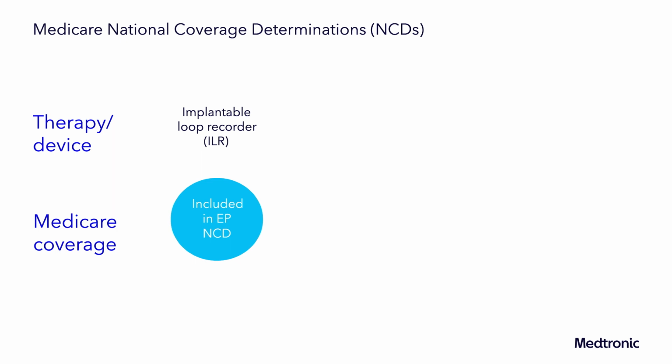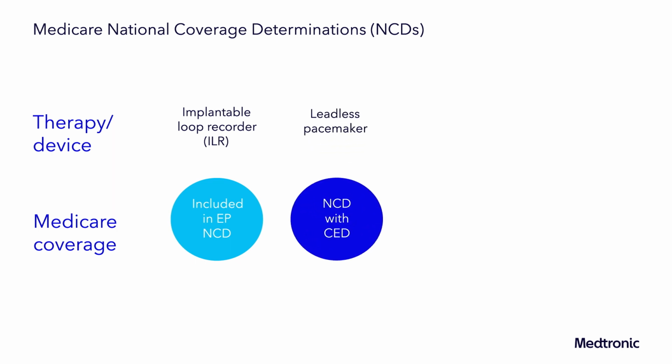To better understand the coverage landscape of the EP service line, let's look at some examples of Medicare coverage policies for a few common procedures done in the EP lab. The implantable loop recorder, sometimes referred to as an ILR or subcutaneous cardiac rhythm monitor, does not have its own unique NCD, but rather is included in a broad coverage policy for other EP diagnostic procedures, such as ambulatory monitors and Holter monitors.